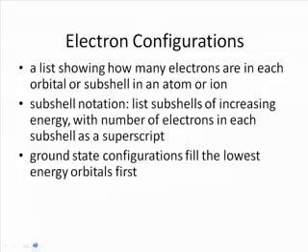Electron configurations, rather than showing every individual electron, are more like a summary of how many electrons are in each sublevel. For that, we have the first or principal quantum number, the letter that represents the second quantum number, and then a superscript with the number of electrons in that sublevel.